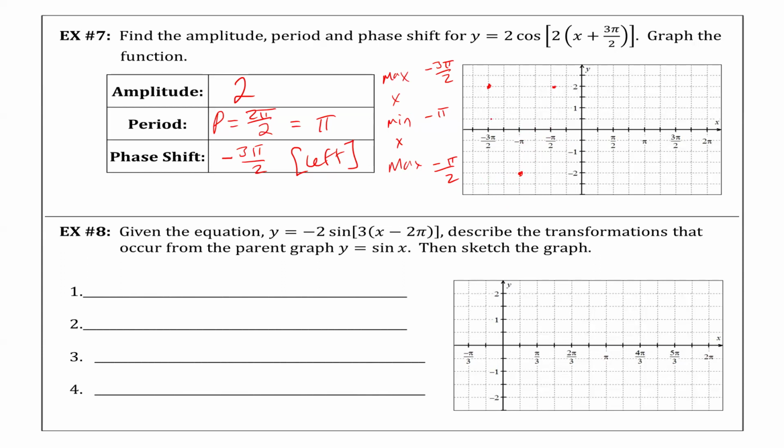And my x-intercepts are going to be halfway between. So I'm going to be here and here. What are those values halfway between? That gives me negative 5 pi over 4. Isn't it 4s? 1, 2, 3, 4. Yeah.